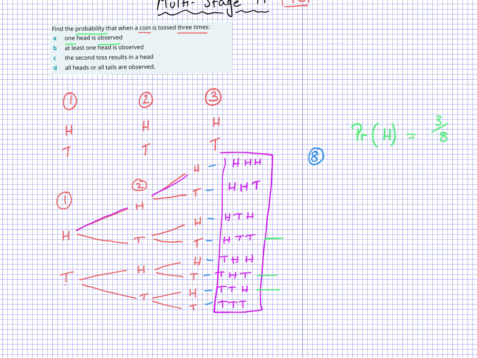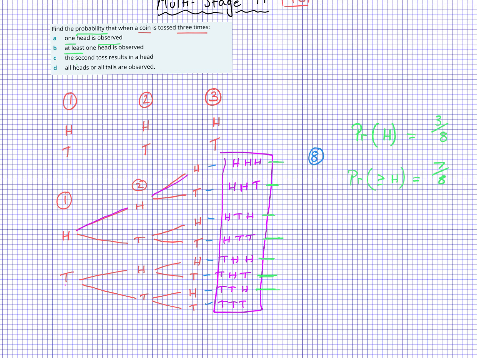Find the chance that at least 1 head is observed. So this is slightly different. It has to be greater than or equal to 1 head. So now we've got those 3, plus this one has 2, this one has 2, this one has 2, and this one has 1. So that is 7 out of 8 results.